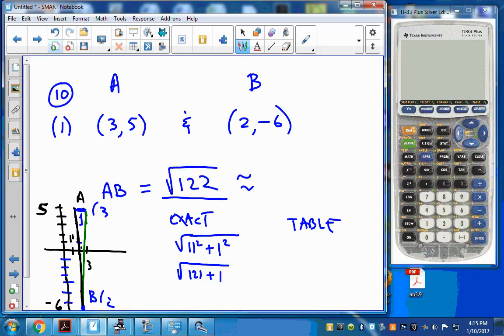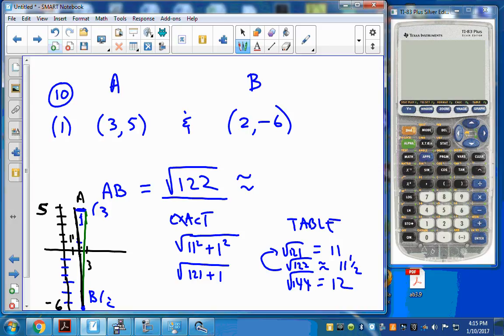Now, go to the table. You'll see that the square root of 121 is exactly 11. The square root of 144 is exactly 12. So the square root of 122, we're going to say, is some number between 11 and 12. Now, we're going to say 11.5. Frankly, that's way too big. You would suspect that the square root of 122 is really close to the square root of 121.